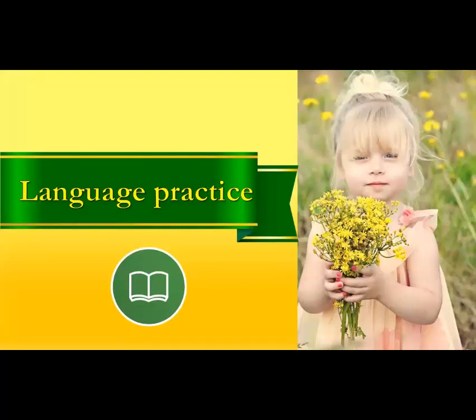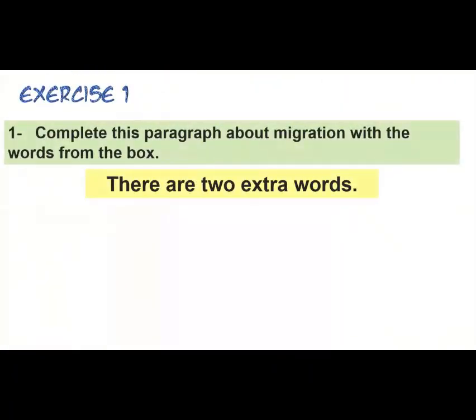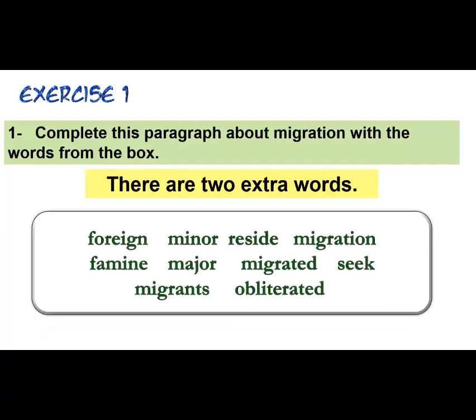Language practice. Exercise number 1. Complete this paragraph about migration with the words from the box. There are 2 extra words. The words we have are foreign, minor, reside, migration, famine, major, migrated, seek, migrants, obliterated.